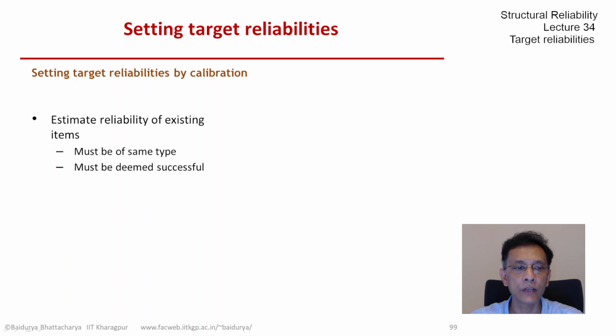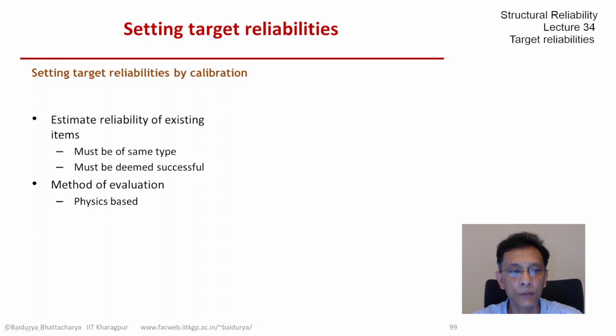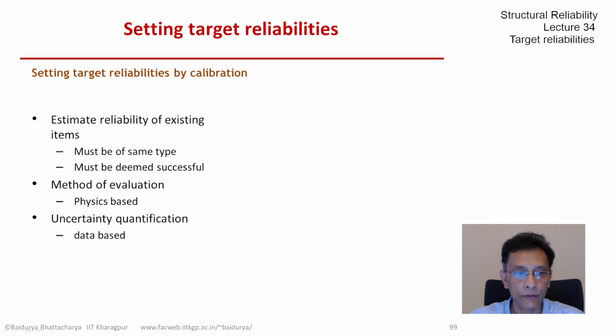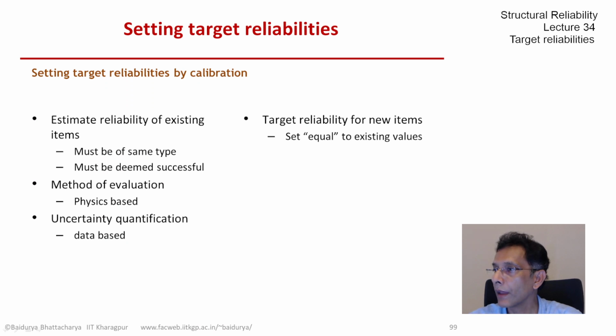So if we have such a group of representative structures, then we could analyze them for reliability using an adequately sophisticated mechanics-based model and using uncertainty quantification, which should ideally be based on collected data. So once we have the results of the reliability in such existing structures, calculated reliabilities, we could use them as the basis of the target reliabilities for new items of the same type.